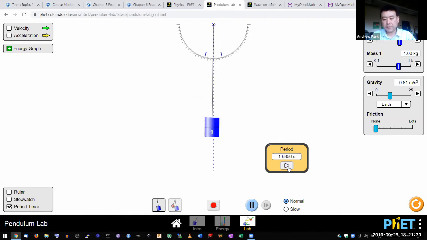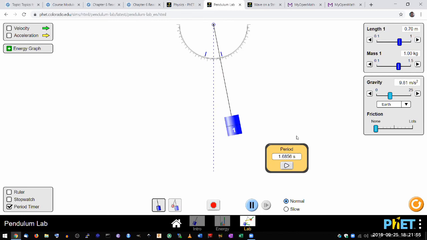Close to 1.68 seconds. But it's not quite 1.68 seconds. It has this little 0.056 seconds attached to it. Now, if I were measuring it myself, then I would chalk that up to reaction time, because it takes time for me to click and there's human error there. Now, this is a simulation. This ought to have been exactly correct.